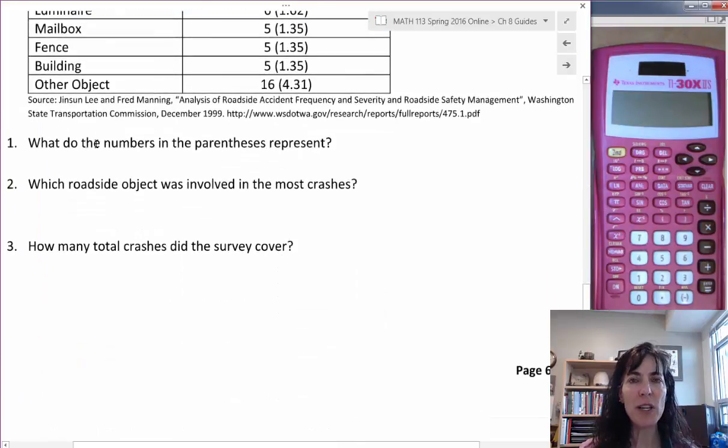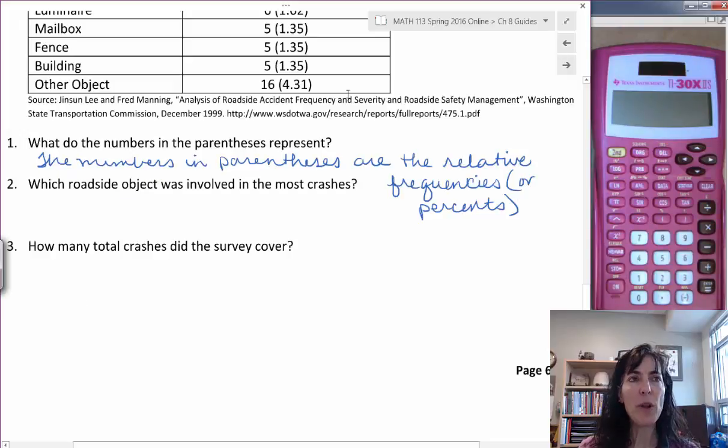And our first question in interpreting this relative frequency distribution is, what do the numbers in the parentheses represent? Well, we just talked about that. So the numbers in parentheses are the relative frequencies or the percents. Number 2, which roadside object was involved in the most crashes?